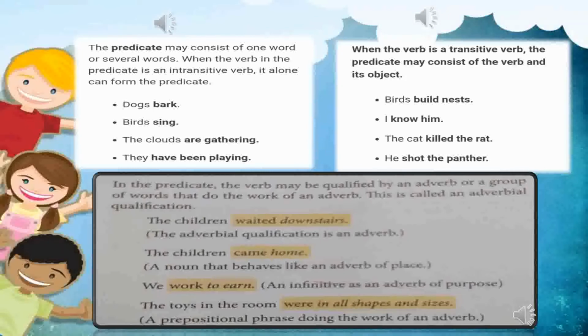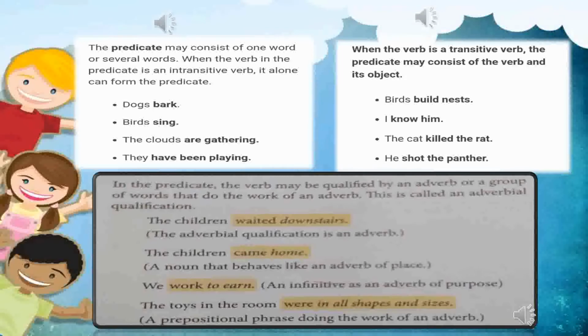Here, dogs bark. Here, the intransitive verb bark itself is the predicate. And in the second sentence, birds sing. Here, sing is the predicate. The clouds are gathering. Are gathering is the predicate here. They have been playing. Here, have been playing, only this verb group is taken as the predicate.